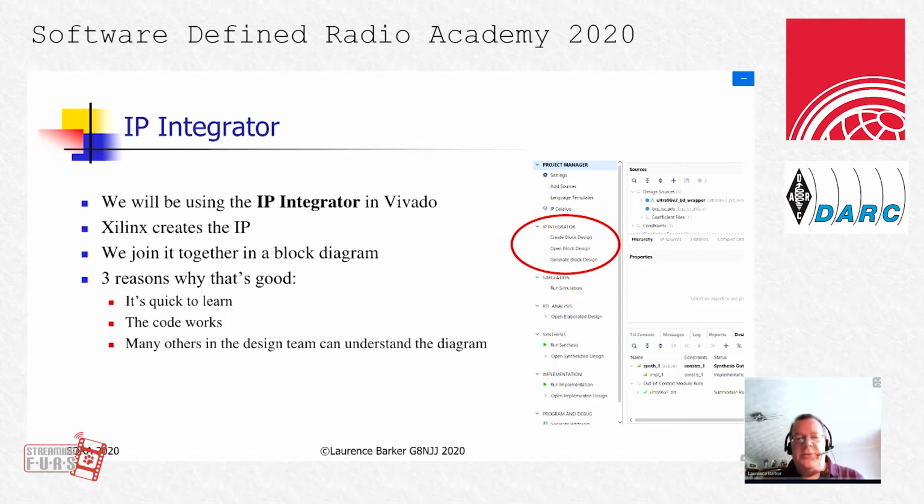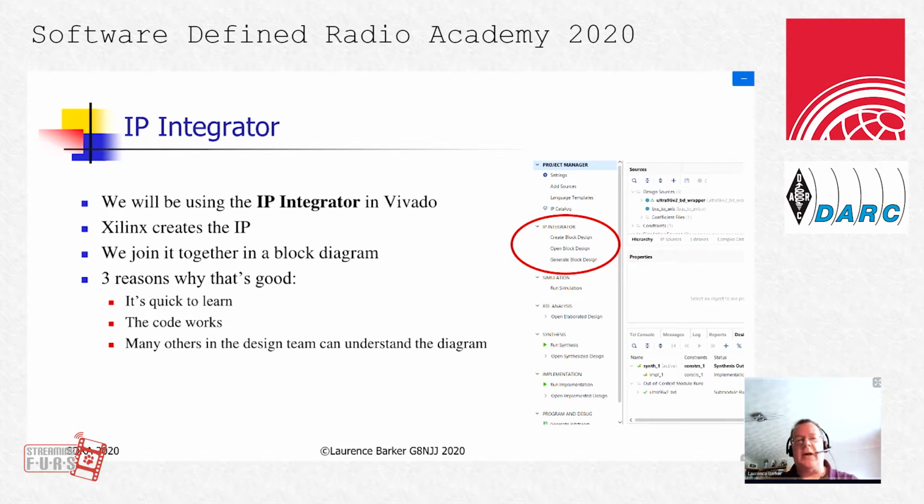The part of the tool set we're going to use is called the IP Integrator. All of my work with Xilinx so far has been done using the IP Integrator. This is where Xilinx, or for that matter somebody else, creates the intellectual property and creates these blocks. And what we then do is join those blocks together in a block diagram. It creates a visual form of the design.